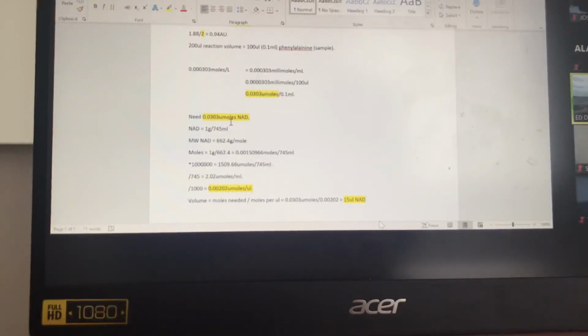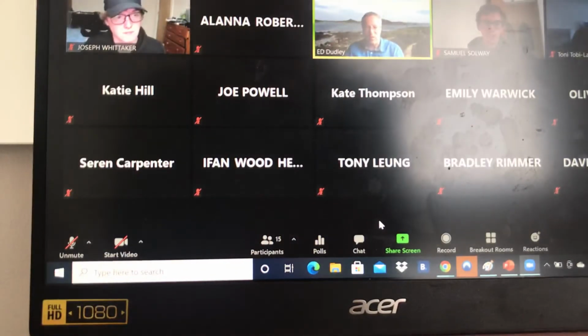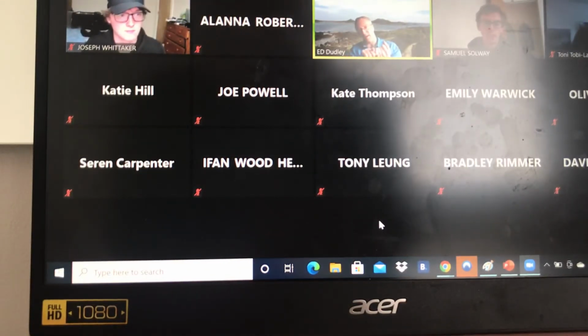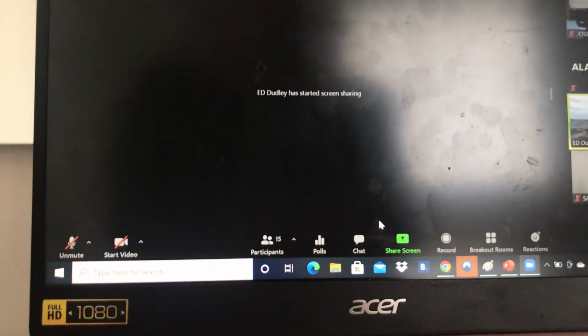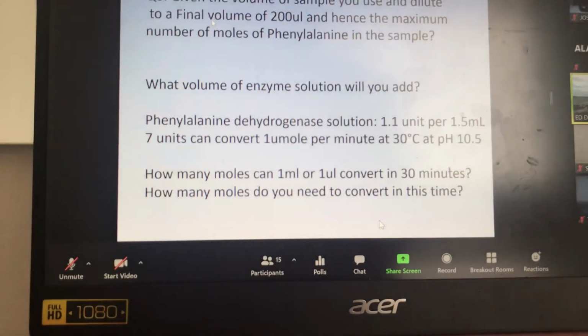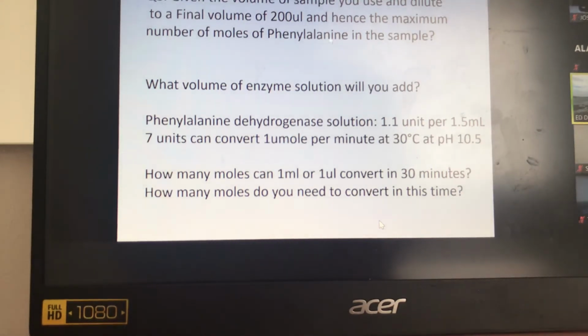Okay, so far so happy? So far we've worked out how much sample we're going to add, and we've worked out how much NAD we need to add to be able to convert all that sample. Next question on my list of silly questions is, again, given that volume and the number of moles of phenylalanine, what volume of enzyme do we need to do it in 30 minutes?